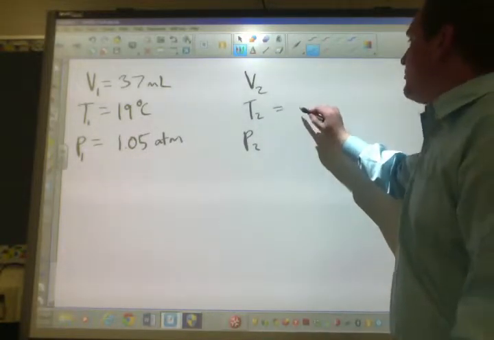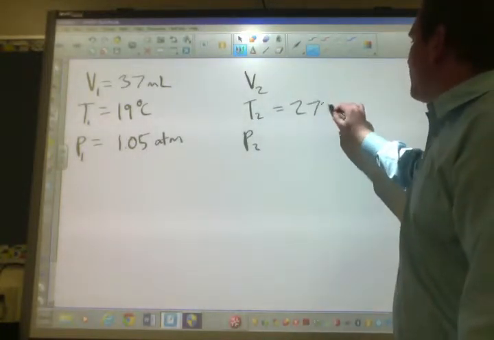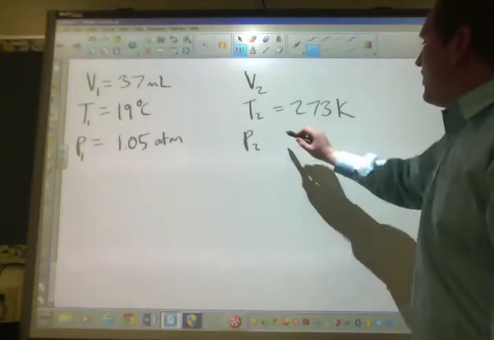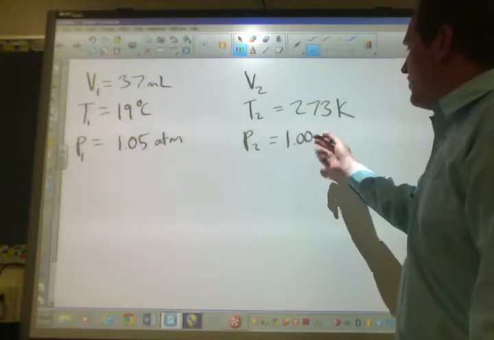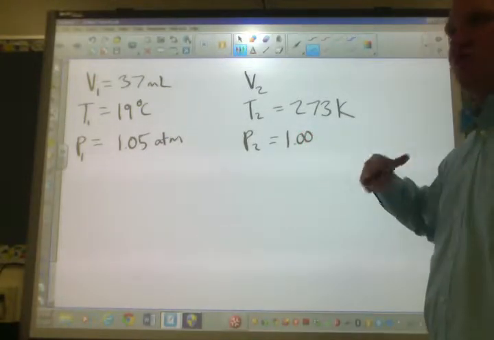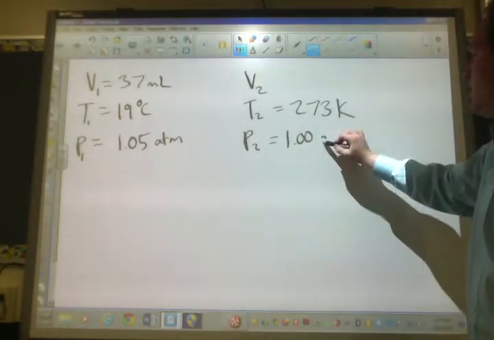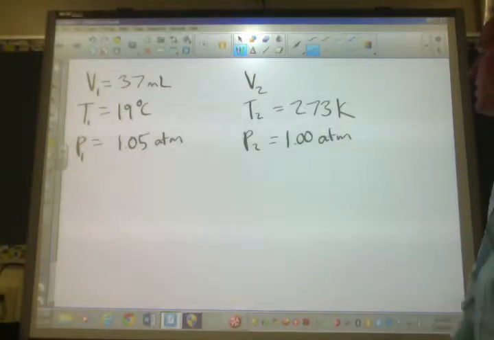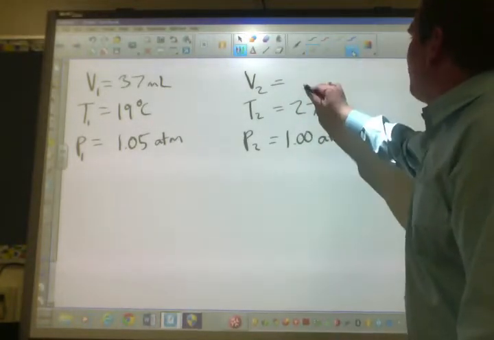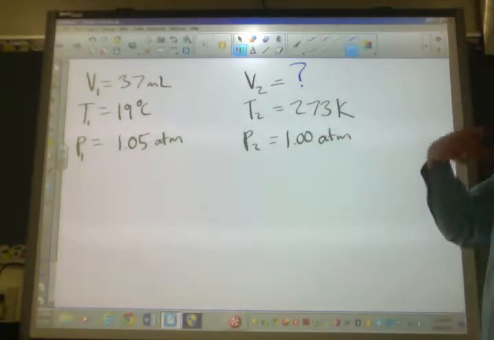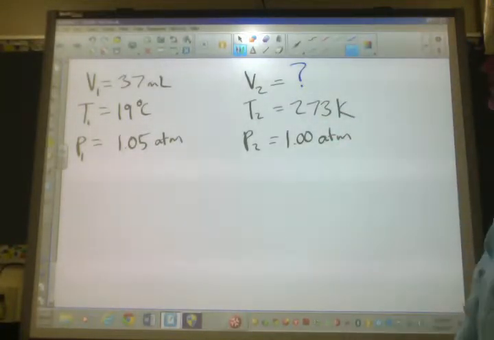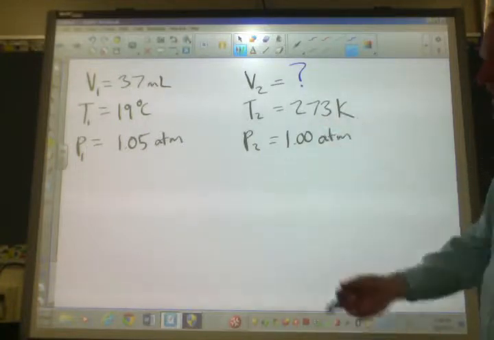So standard temperature is going to be 273 Kelvin, and our standard pressure is going to be 1.00. You could just say 1 for this, but just don't limit yourself with sig figs. And that's atmospheres, and this is what I'm trying to solve for. What would the volume be at these conditions? So even though we've been doing a lot of stuff about the ideal gas law, this problem we're in fact going to use the combined gas law.